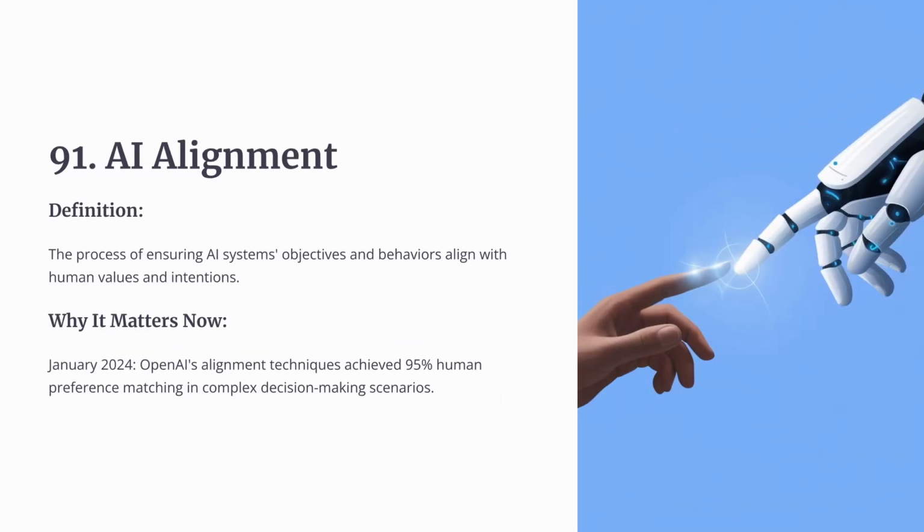AI alignment is the process of ensuring AI systems' objectives and behaviors align with human values and intentions. Think of this as teaching AI to be a perfect team player who shares our goals and values. OpenAI's 95% human preference matching is remarkable. It's like having an assistant who not only understands what you want but also why you want it, ensuring their help aligns perfectly with your intentions.